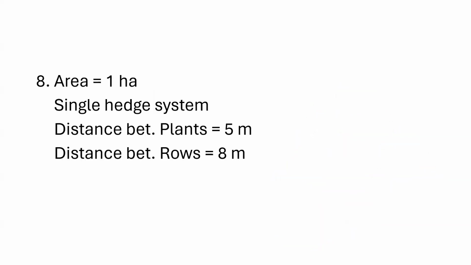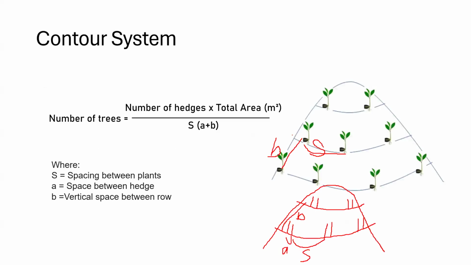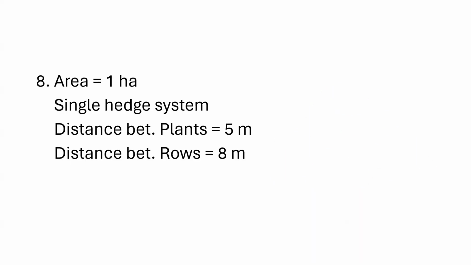Okay, now let's try to solve. Number 8. Area is 1 hectare and single hedge system. Then distance between plants is 5 meters. Distance between rows is 8 meters. Now, using this formula, how many trees will you plant in that area of 1 hectare?